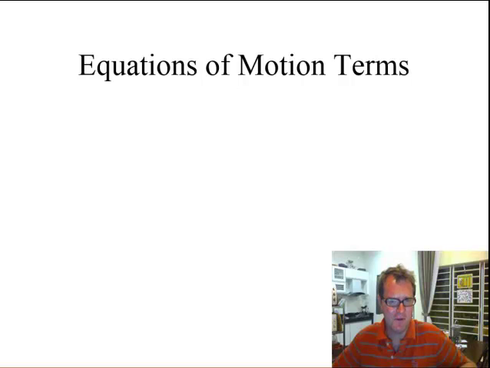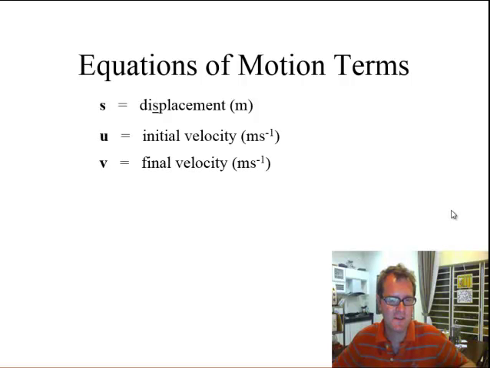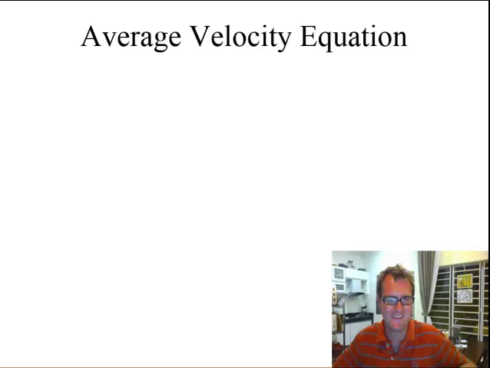The terms I'm going to be using in the equations of motion are: S is for displacement, U is going to be initial velocity, V is going to be final velocity, A is going to be acceleration, and T is going to be time. So these are the algebraic terms which I'm going to try and consistently use throughout this.